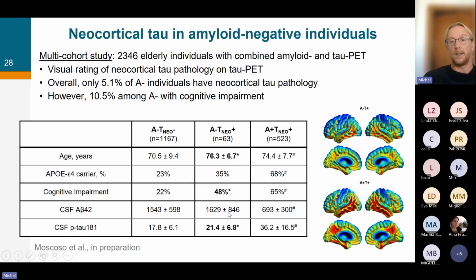And the biomarker data finally confirmed what we see in the PET scans. So no abnormal amyloid biomarker, consistent with the negative amyloid PET scan, but significantly elevated p-tau, tau pathology biomarker, consistent with the visual rating of neocortical tau pathology. And this is what this looks like on average.